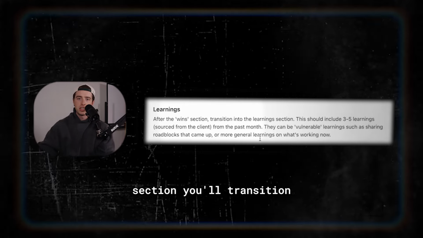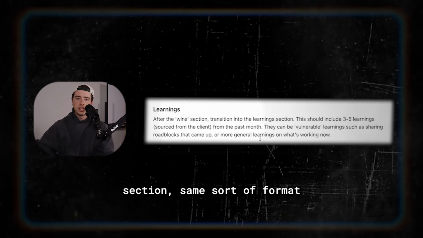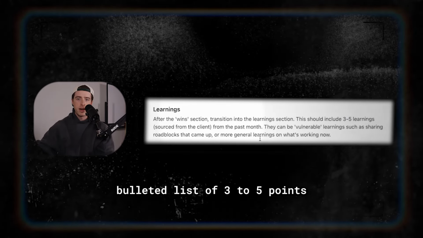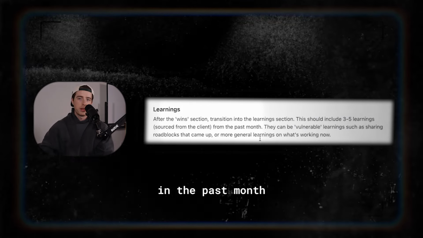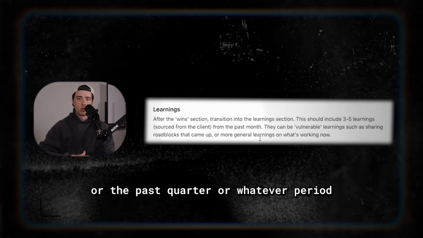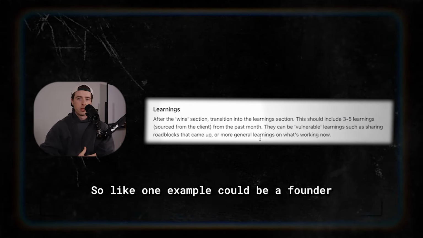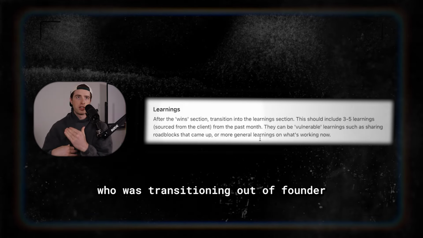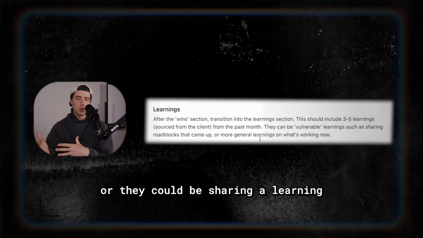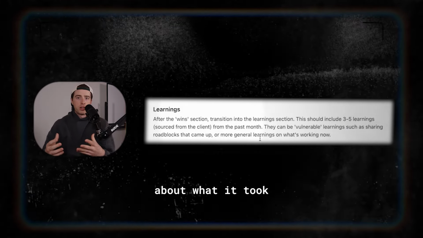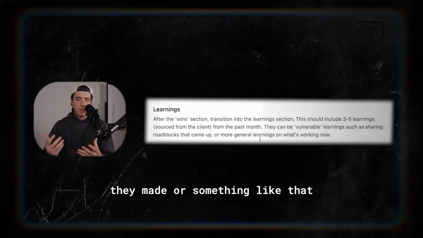Now, after the win section, you'll transition into the learning section. Same sort of format, bulleted list of 3 to 5 points. And this is what you learned in the past month or the past quarter or whatever period we're looking back at. So one example could be a founder who was transitioning out of founder-led sales into building a sales org. They could be sharing a learning about what it took to build out that sales org or a mistake they made or something like that.